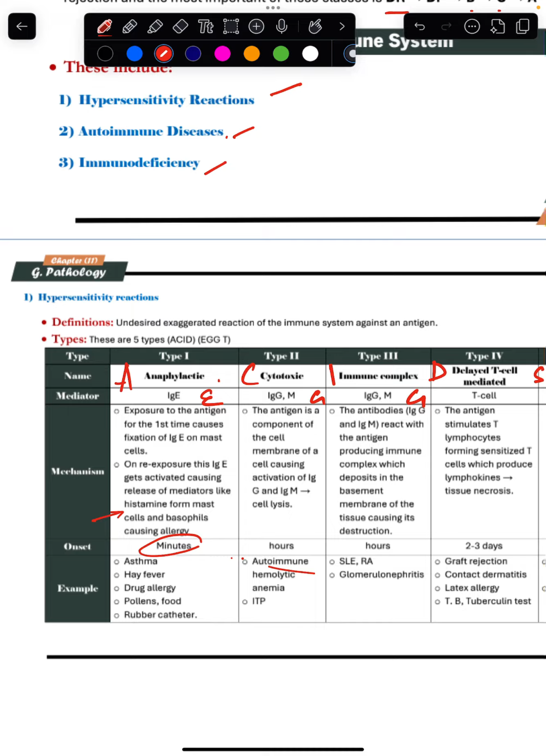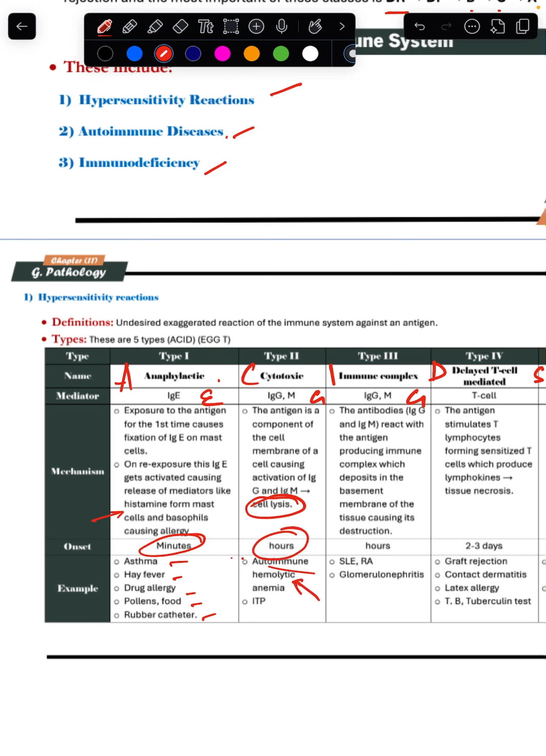Type 1 occurs in minutes: asthma, hay fever, drug allergy, food, pollen, rubber catheter. Second is cytotoxic. The antigen is a component of the cell's membrane, causing cell activation of IgG and IgM. They cause cell lysis. Examples are autoimmune hemolytic anemia and ITP.